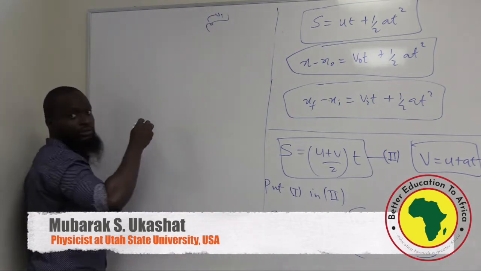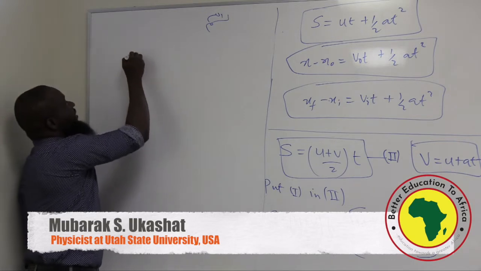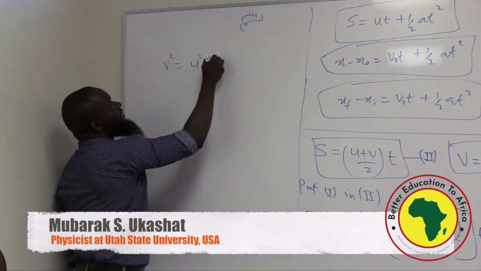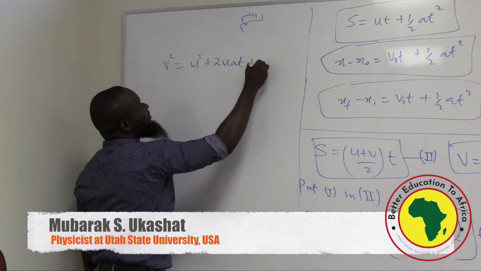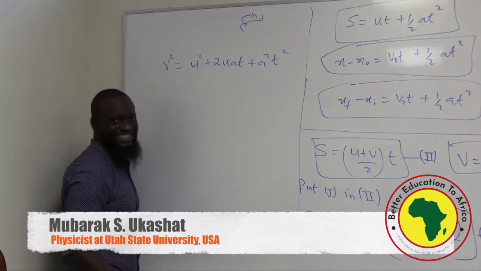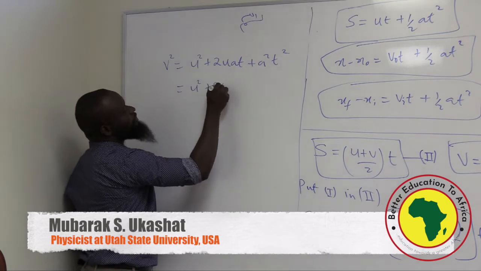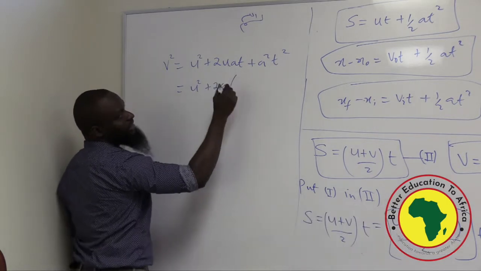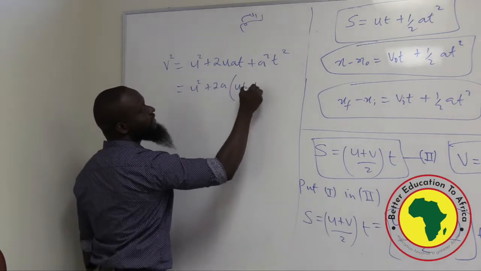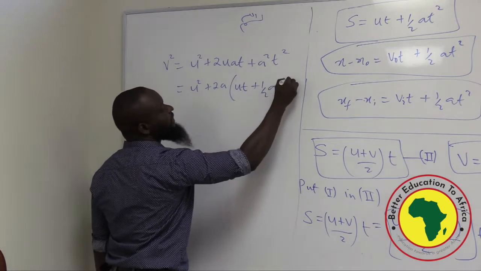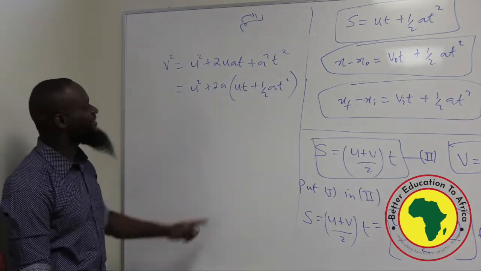Now, v squared equals u squared plus 2uat plus a squared t squared, that's what we have, right? I want to do some magic. This is the same thing as u squared plus 2a, I bring out 2a, what do I have left here? ut plus half at squared. That's what you're going to get.